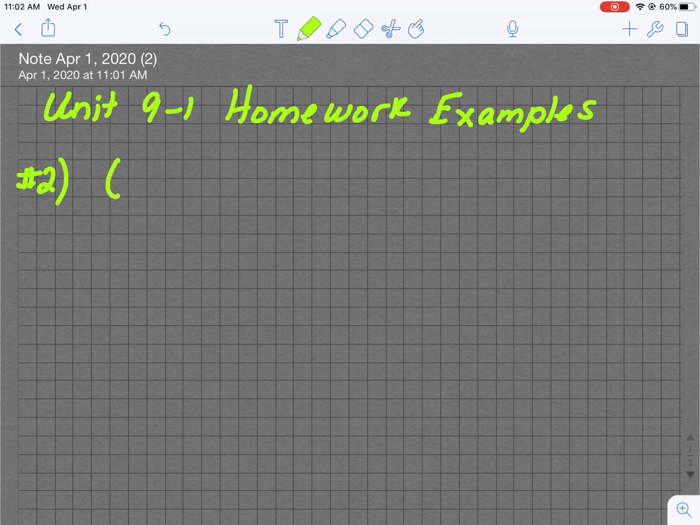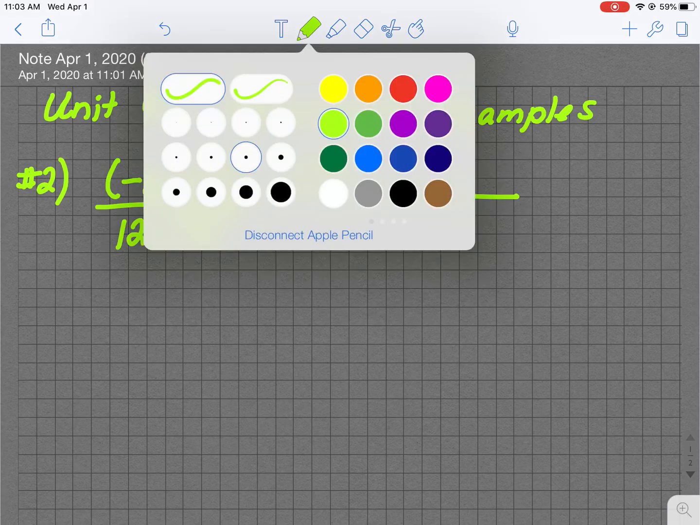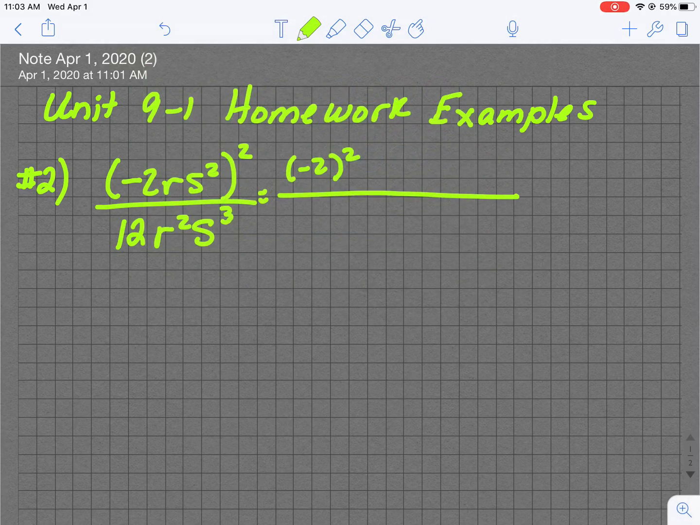Is (-2rs squared) the whole thing squared, all over 12r squared s to the third. The first thing I'm going to do is take care of that numerator so I can get rid of those parentheses. So -2 squared. Now you don't have to write all of this down, but you want to make sure that you know what I'm doing. I'm writing it all down so you can see what I'm thinking. Okay?